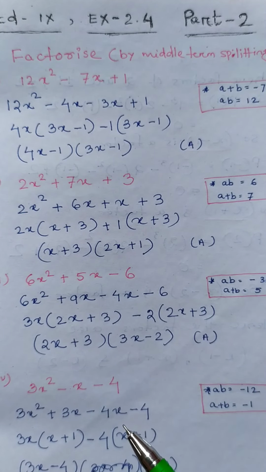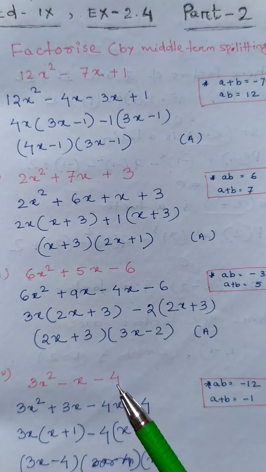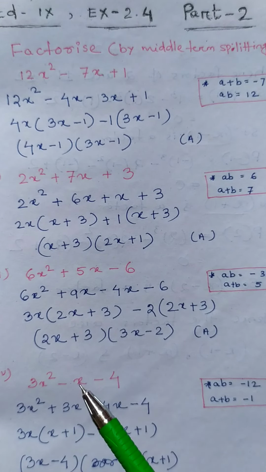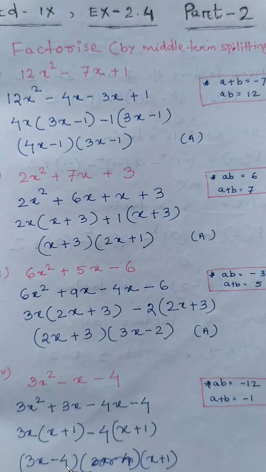Coming to the fourth bit, the last bit of question number 4, it is given 3x square minus x minus 4. Here the product should be minus 12, while the sum should be minus 1. So the two numbers will be 3x and minus 4x. Taking 3x as common, we are left with x plus 1, and taking minus 4 as common, we are left with x plus 1. So overall we got 3x minus 4 whole into x plus 1. It is the required answer, or the required factorization of the given polynomial.